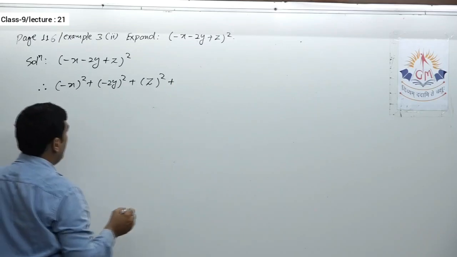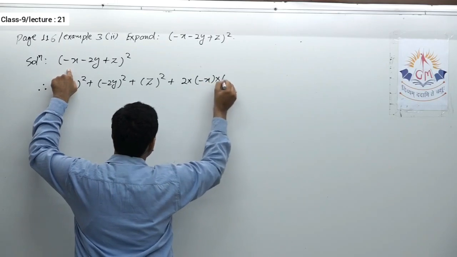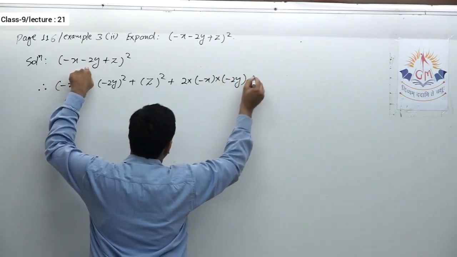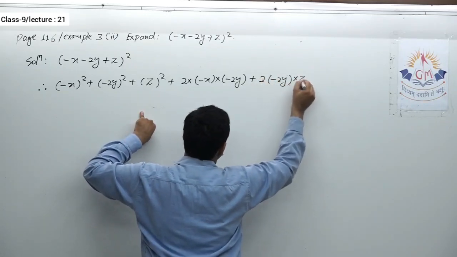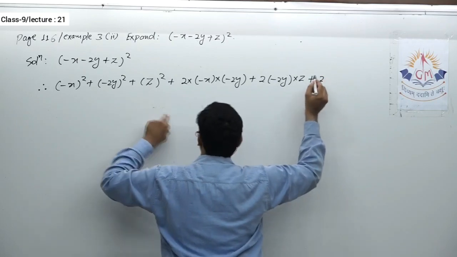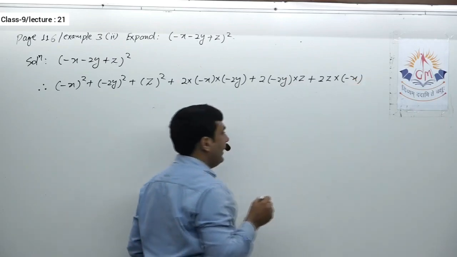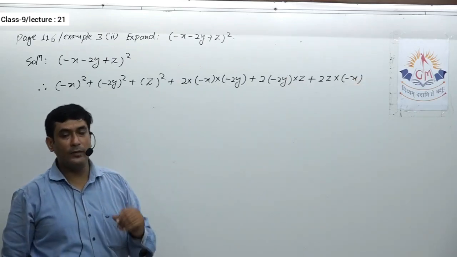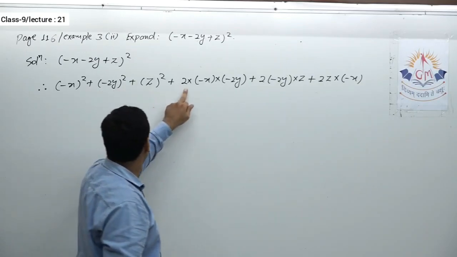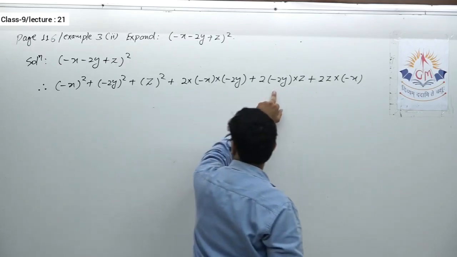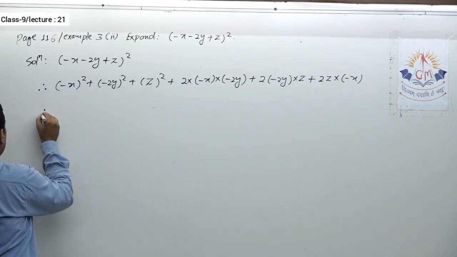Then plus 2ab, that is 2 into a, that is minus x, into b, that is minus 2y, plus 2bc, that is 2b is minus 2y and c is z, plus 2ca, that is z into minus x. Simply, I kept the values in the identity of (a + b + c) whole square, that is a square plus b square plus c square plus 2ab plus 2bc plus 2ca. Now I will simplify them to get my final answer.